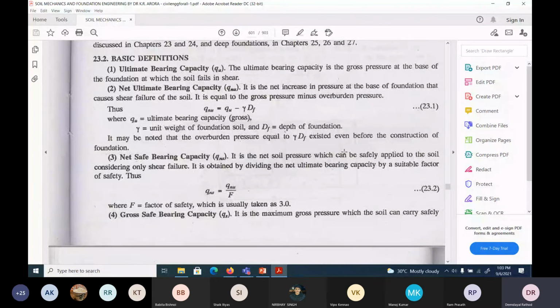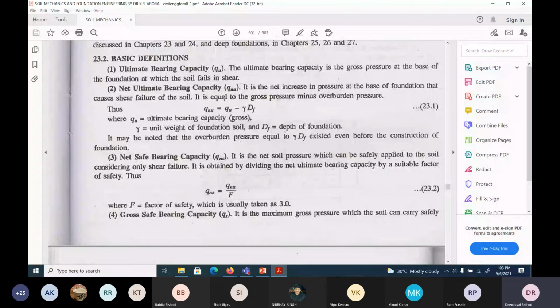The ultimate bearing capacity, this definition you should remember. The ultimate bearing capacity is the gross pressure at the base of the foundation at which the soil fails in shear. The ultimate bearing capacity of a soil is represented with qu. Bearing capacity is the gross pressure at the base of the foundation.